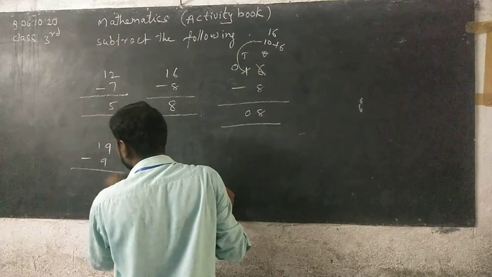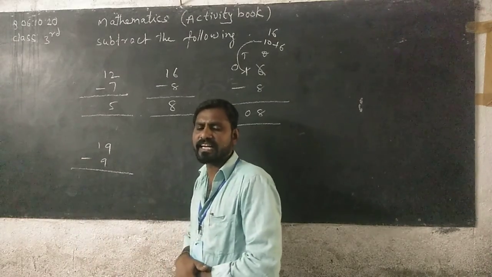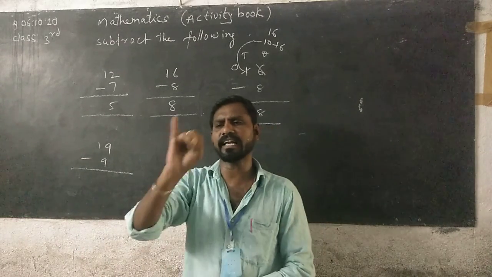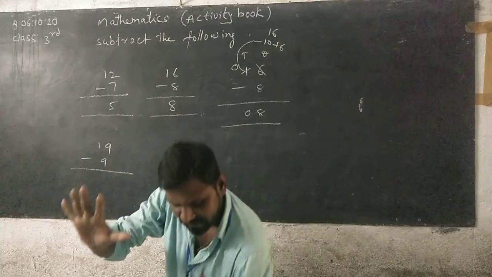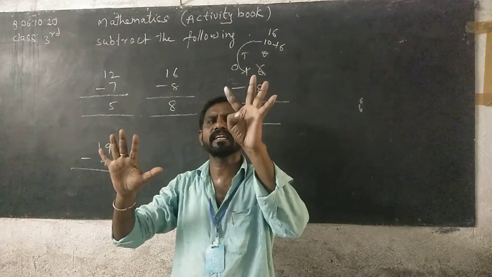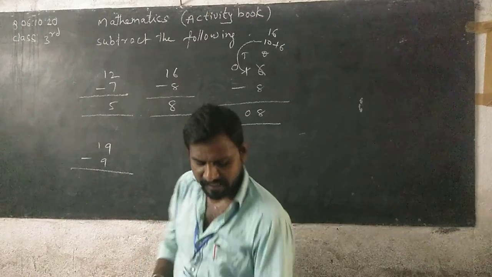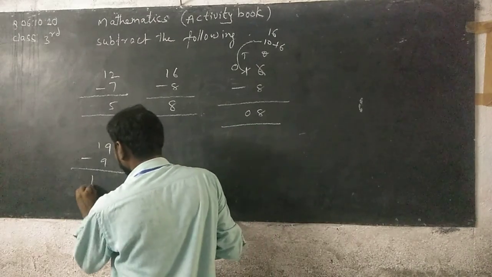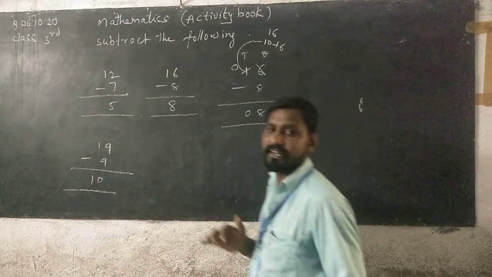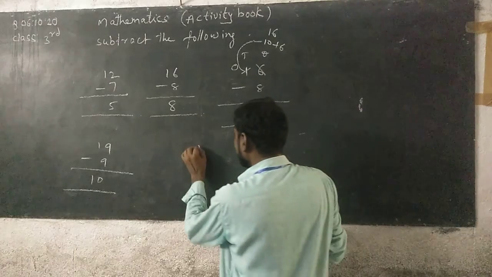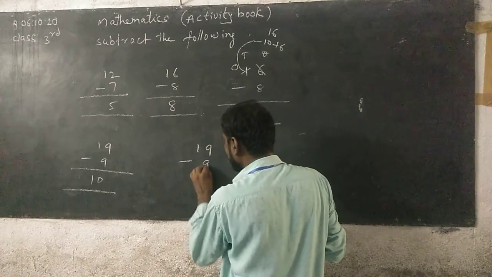19 minus 9. Actually you can do directly: 9 after, you can count up to 19: 10, 11, 12, 13, 14, 15, 16, 17, 18, 19, 10. See here, 10. But another way is there. So listen carefully. 19 minus 9.